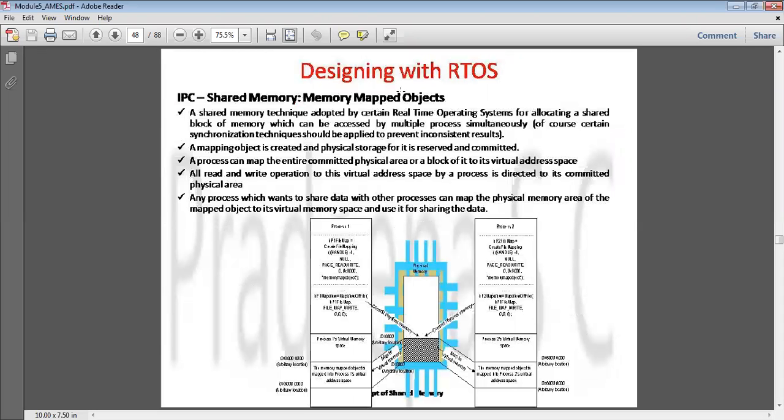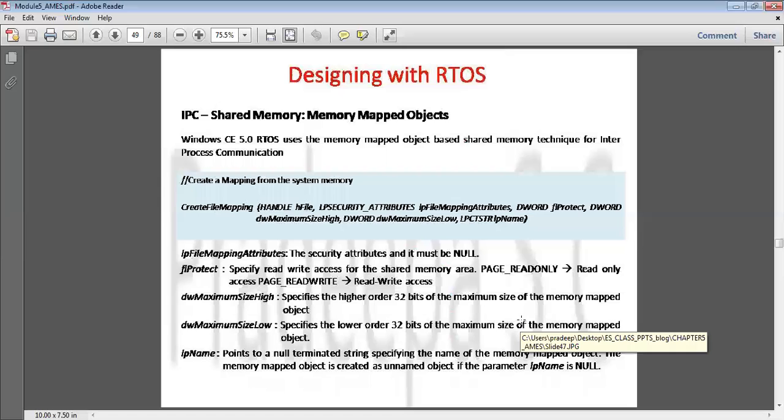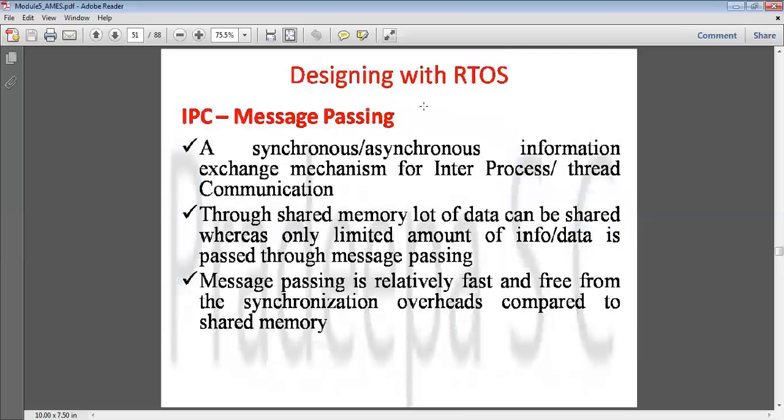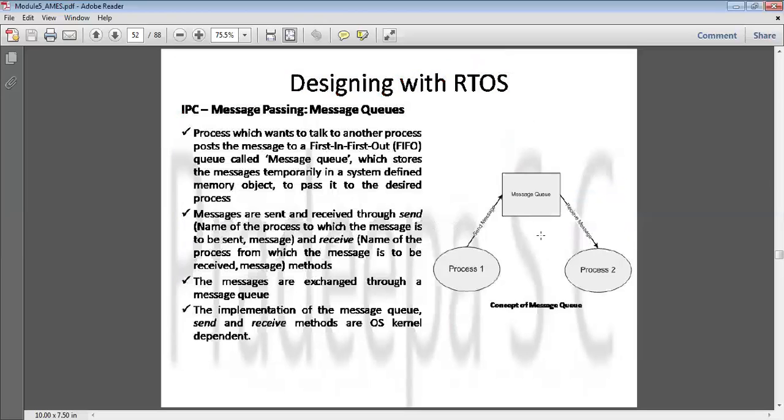That is the shared memory or the memory mapped object. Okay, so we'll go to the next one here. The next one is message passing. If two processes want to share data, they can do so with the help of message passing also. In that, there are three different techniques.